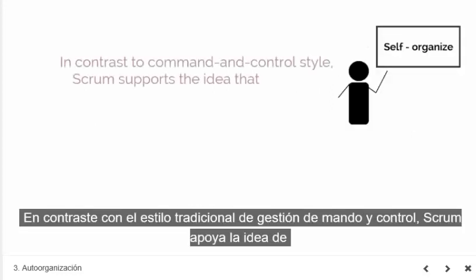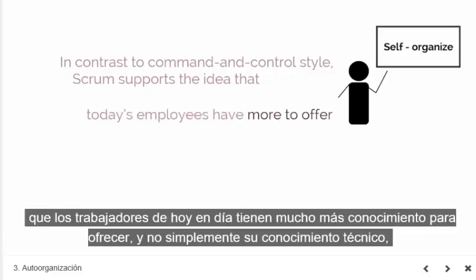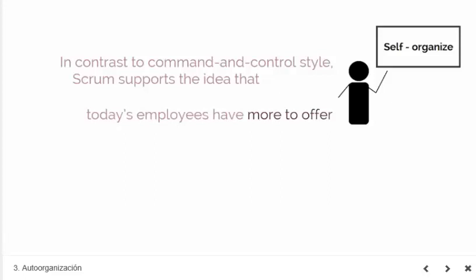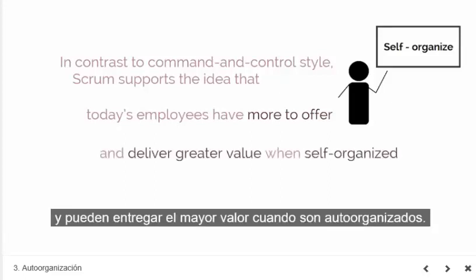In contrast to the traditional command and control style of management, Scrum supports the idea that today's workers have much more knowledge to offer than just their technical expertise, and they can deliver greater value when they're self-organized.